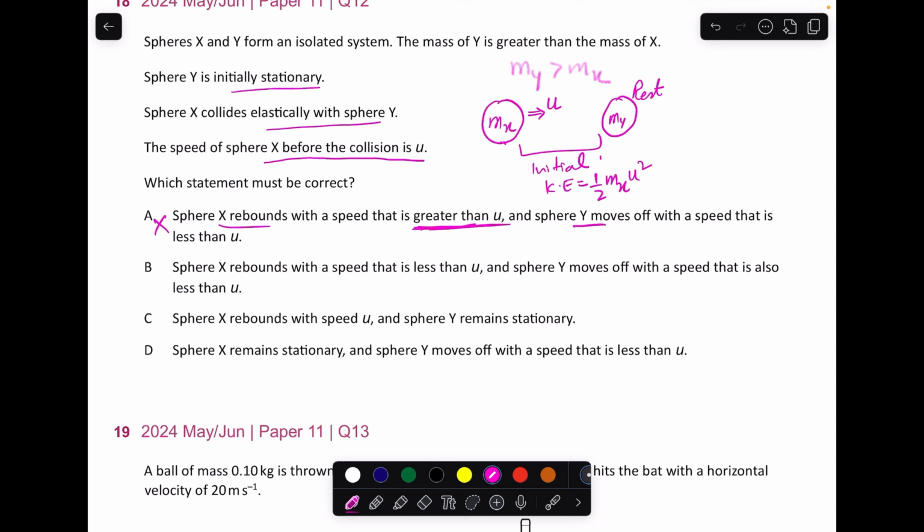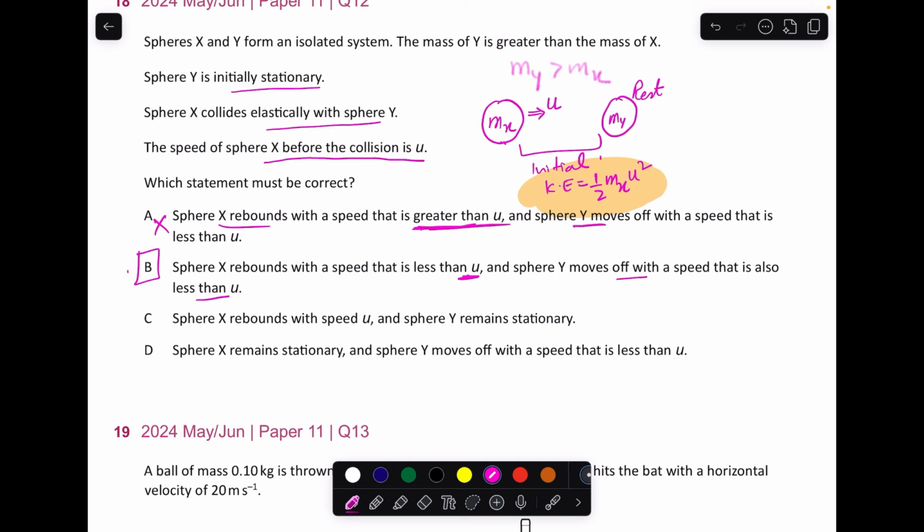Okay. In B, sphere X rebounds with a speed that is less than u. So the kinetic energy will be less, and sphere Y moves off with a speed that is also less than u. Both the speeds are less than u. It can be of any amount, so the total can be less than the initial kinetic energy. So that can be a case. Okay, so it can be true.